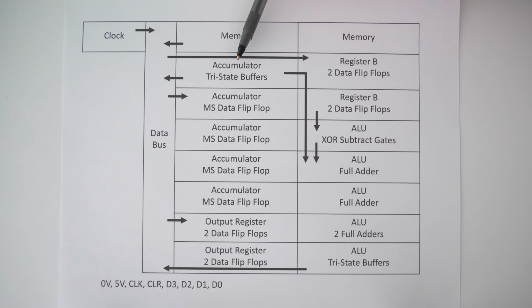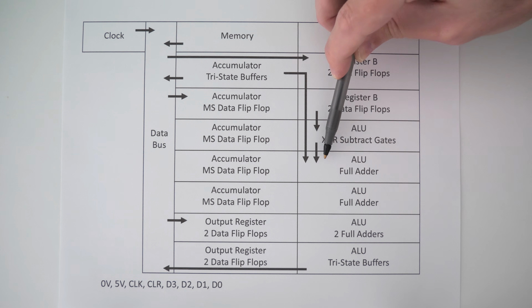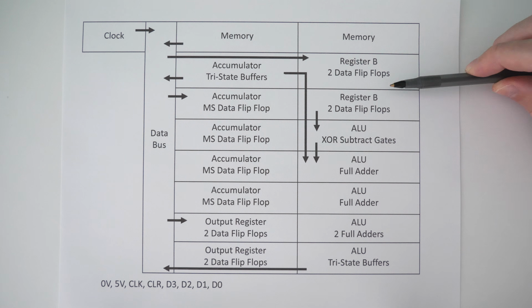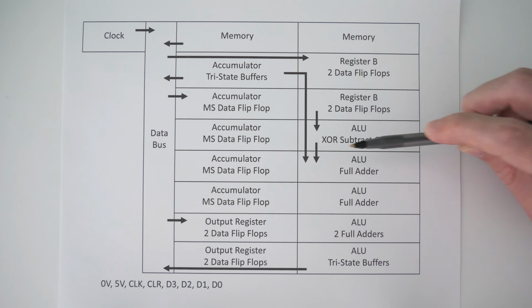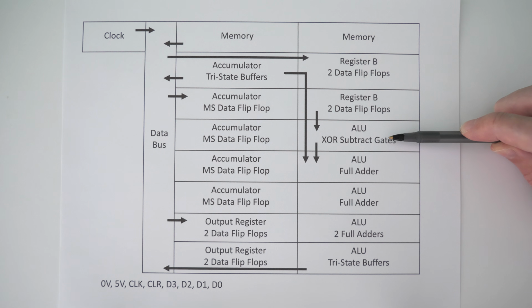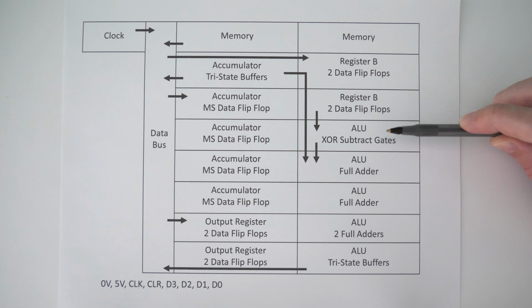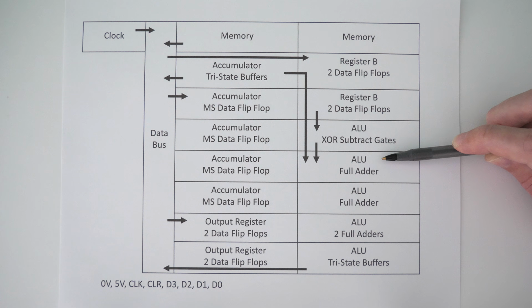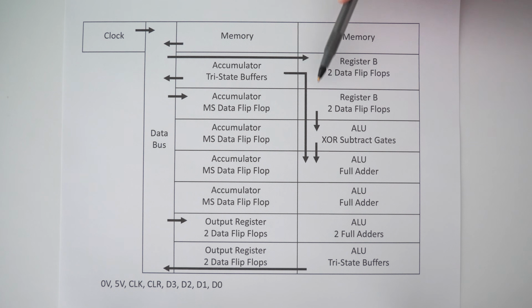The accumulator register also sends information into the ALU. Register B has information come from the data bus, and then once it gets latched, it gets sent into these ALU XOR subtract gates, and then that information, once it's done processing, is continually being sent into this part of the ALU as well. So for the ALU, we have a 4-bit input coming from the A register, and then we have a 4-bit input coming from the B register.